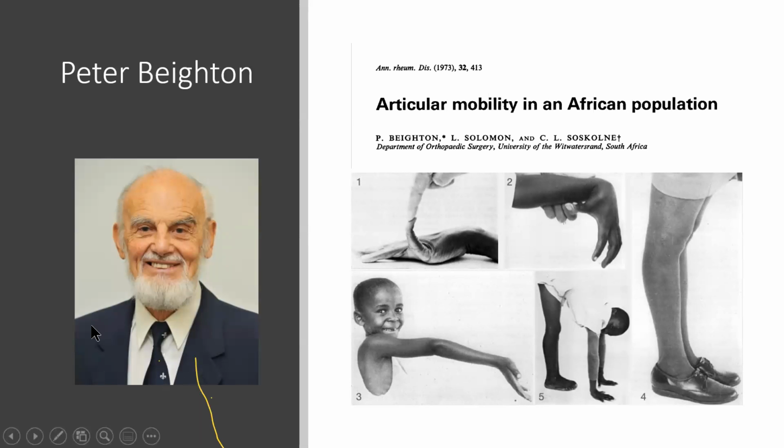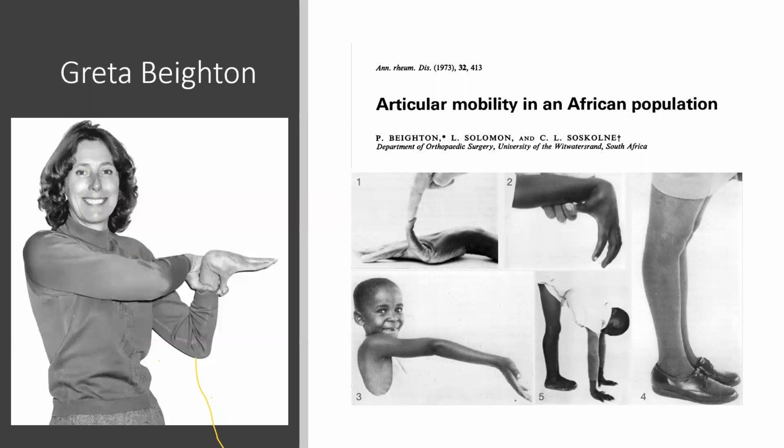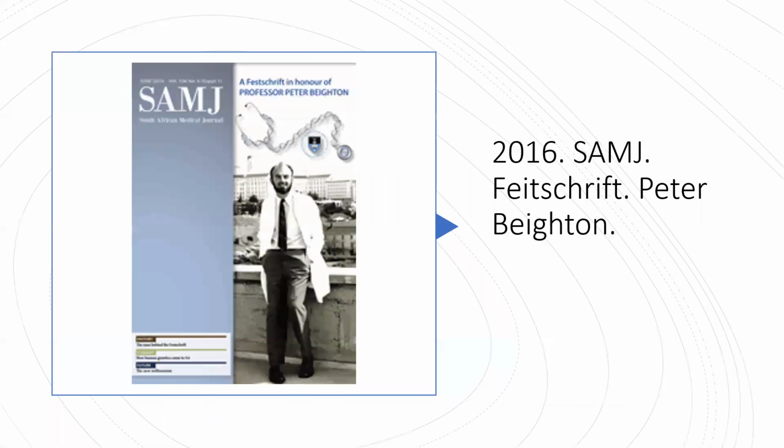But anyway, Peter Beighton was a very important geneticist at UCT for a long time. However, interestingly, it was actually his wife, Greta Beighton, who came up with the idea for the score. They were sitting around a campfire, but somehow her name never reached the publication. So Peter Beighton is a very important researcher and a geneticist, especially in the Ehlers-Danlos syndromes and hypermobile disorders.